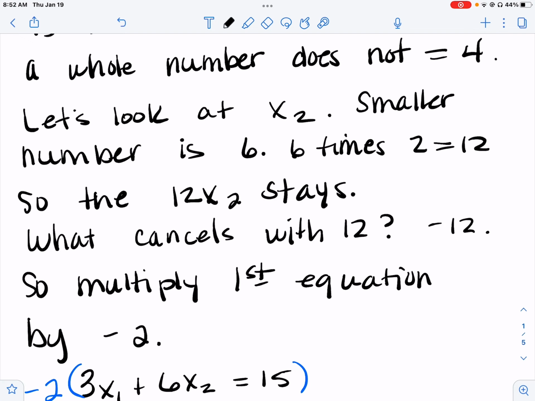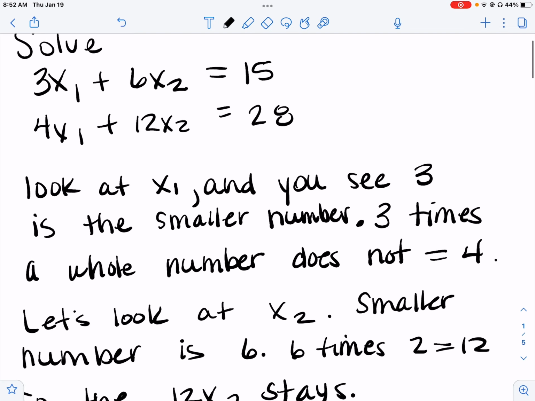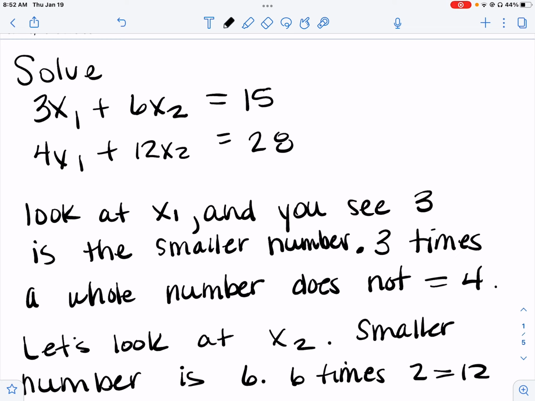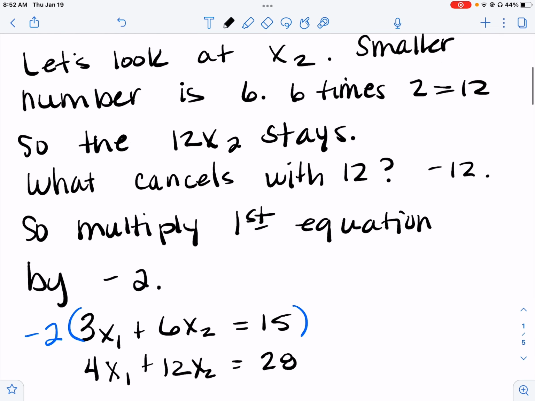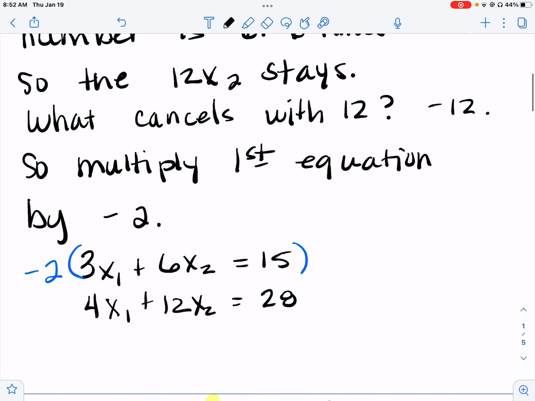Negative 12. So what can we multiply the 6x2 by to get negative 12? And that is negative 2. So we're going to multiply that first equation by negative 2.